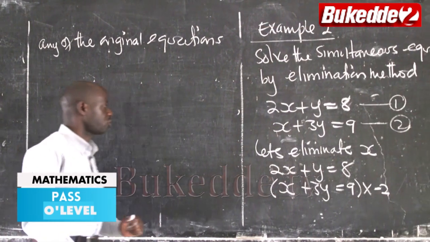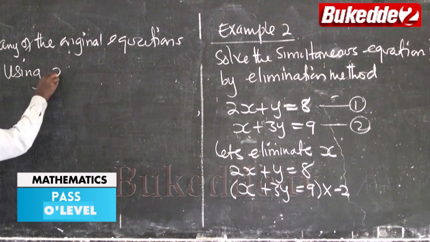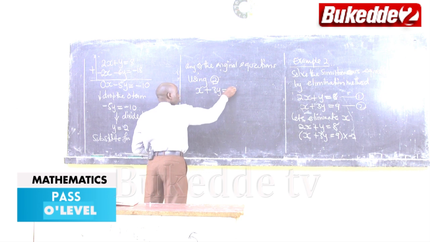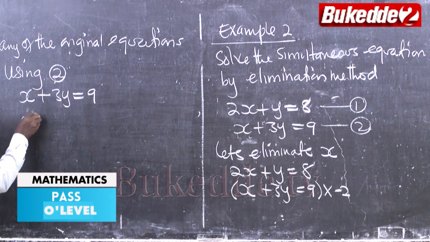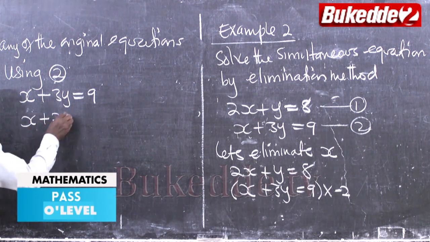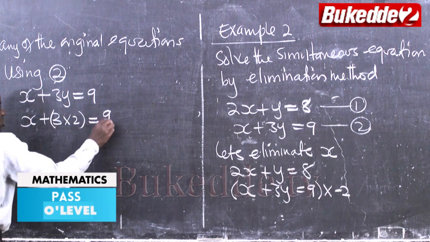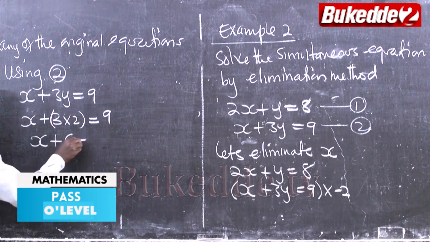I'm going to use equation 2, where I have that x plus 3y is equal to 9, but the value of y being 2, I'll have x plus 3 times 2 here should be equal to 9. That will give us x plus 6 is equal to 9.